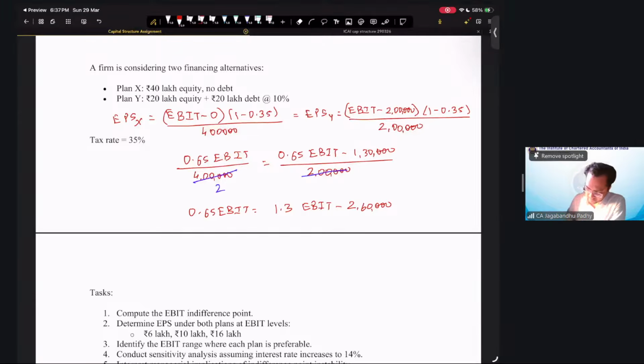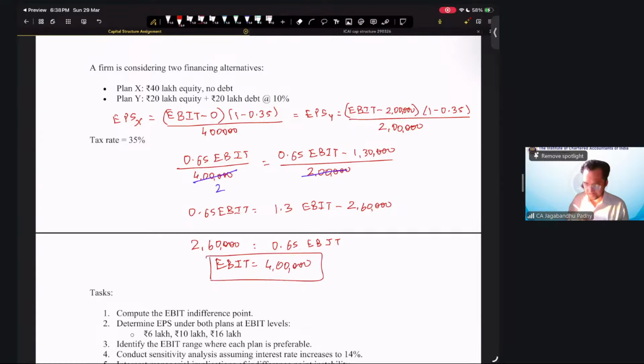So we place all EBIT on one side. We have 2,60,000 is equal to 0.65 EBIT. So EBIT is 2,60,000 by 0.65. What is this EBIT, guys? 2,60,000 divided by 0.65, which is 4 lakh. EBIT is 4 lakh, so our indifference point is 4 lakh.